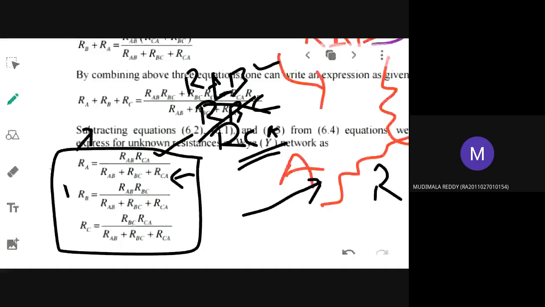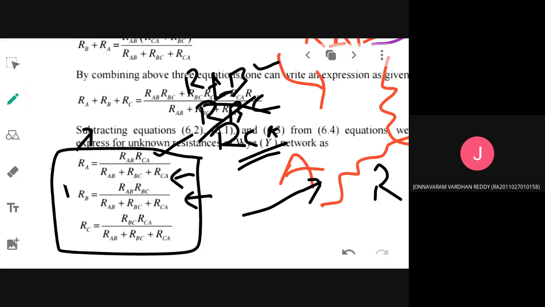In the same fashion, if you want to remember it easily, in the numerator you will be writing whichever terms have a B in them. So RAB, RBC, they have left out what resistance value? CA. That does not include B. So CA, they have left it out. As usual, in the denominator, you have the sum of all the three resistances.